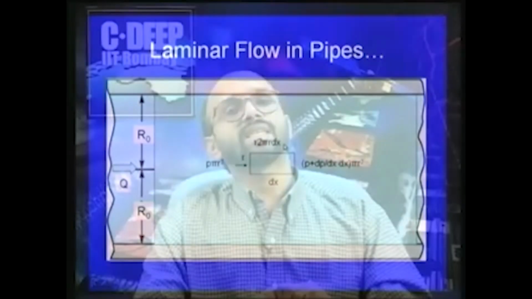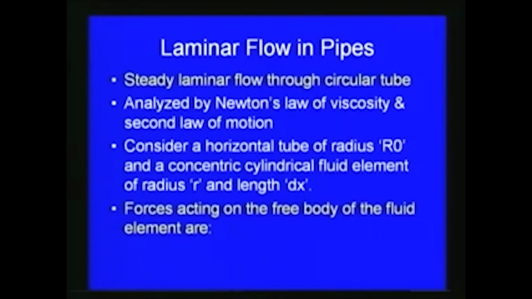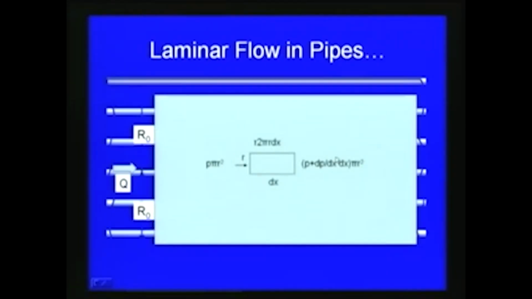Now, for this fluid element we will consider the forces acting. Once the forces are known, since it is steady state flow, we can use Newton's second law of motion and equate the forces to 0, since acceleration is not considered. So, we consider a concentric cylindrical fluid element of radius r and length dx, and the radius of the pipe is r0.